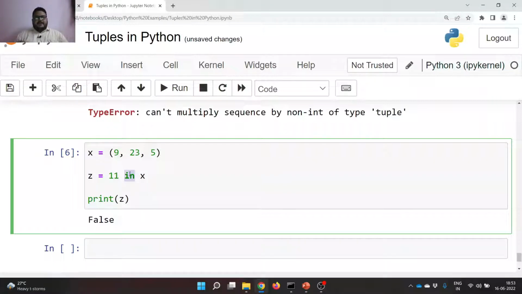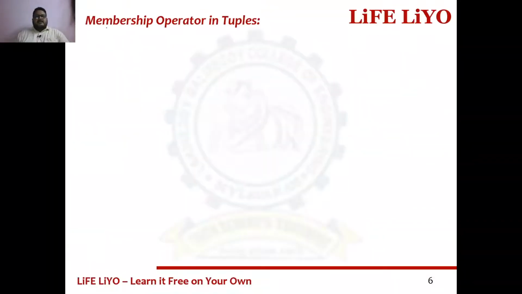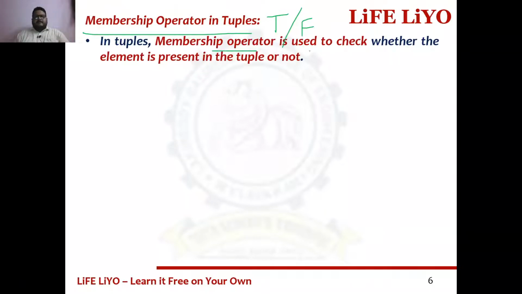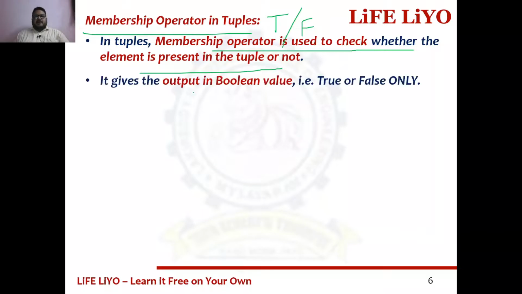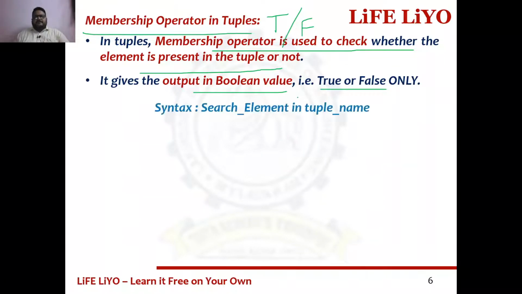If the element is present in the tuple, then it gives the result as True. If the element is not present, it gives the result as False. That is membership in tuples. So the result of the membership operator in tuples is either True or False only. The membership operator checks whether the element is present in the tuple or not. The output is the Boolean value True or False only.